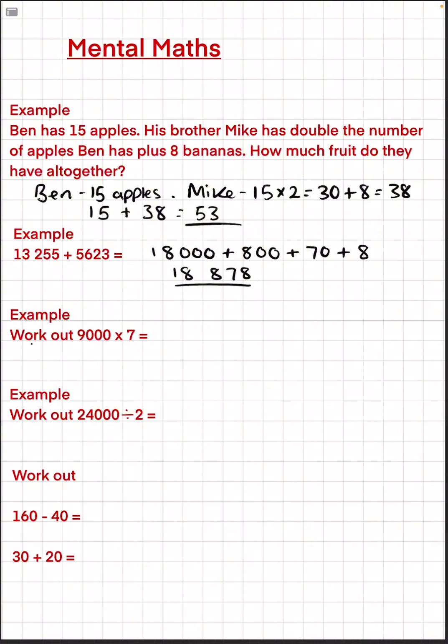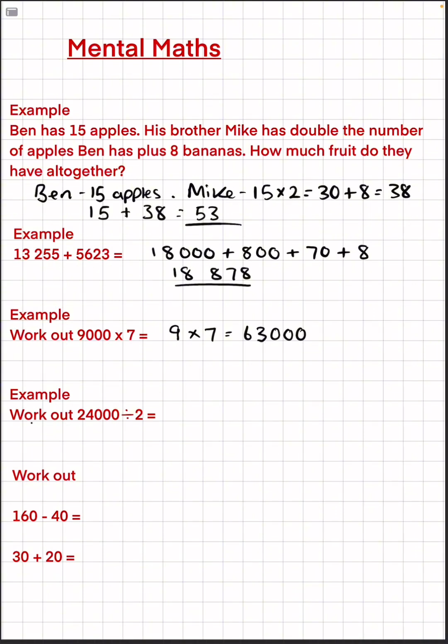In this next example, it says work out 9,000 multiplied by 7. To make this calculation easy, we can make this number 1,000 times smaller by dividing by 1,000. If we divide this number by 1,000, we're left with 9 times 7, which equals 63. Now we can make this number 1,000 times bigger by multiplying by 1,000. So we can add the zeros back on. So the answer to 9,000 multiplied by 7 is 63,000.